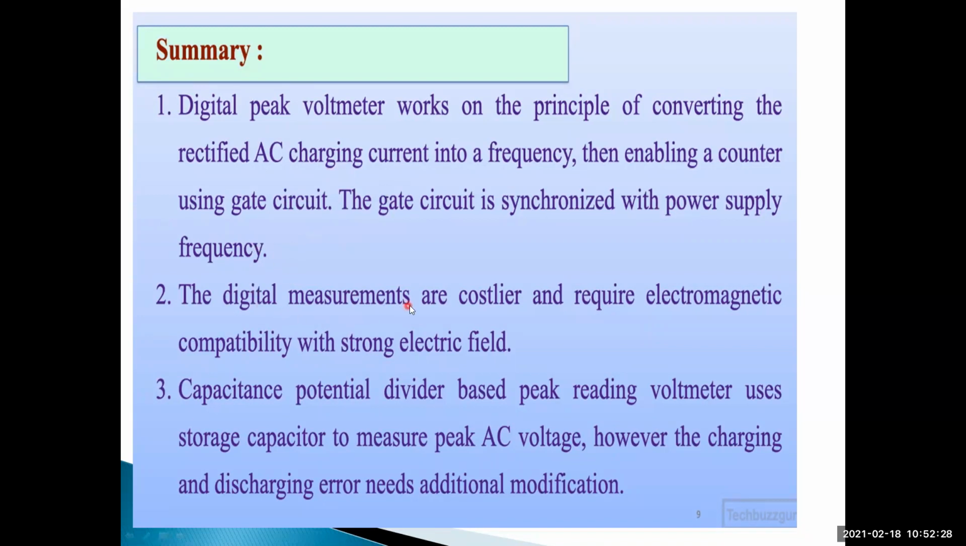And second one, digital measurements are costlier and require electromagnetic compatibility with a strong electric field. This is the second one. Third one, the capacitance potential divider based peak reading voltmeter uses a storage capacitor to measure peak AC voltages. However, the charging and discharging errors need additional modification. So this is the summary of this class: digital peak voltmeters and potential dividers.